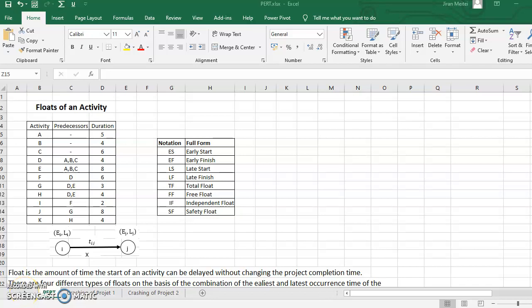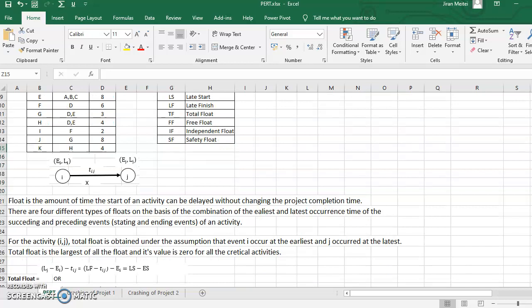Hello friends, welcome back. Today we'll discuss the float of an activity in the project network. We'll understand the meaning of a float. We'll also understand the advantage of knowing the float, and we will try to understand the various types of floats of an activity in a project network and how we compute them for any given project network. So let's get started. Let's first understand what is a float of an activity.